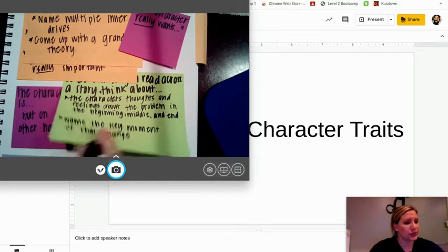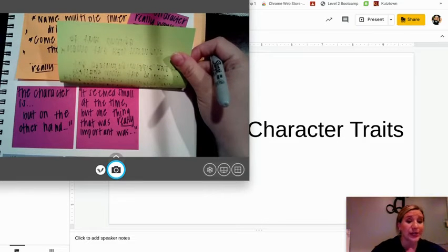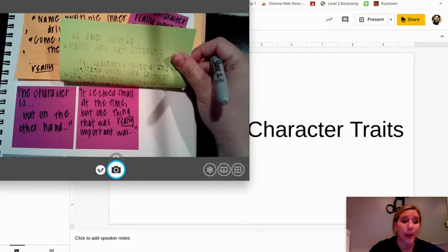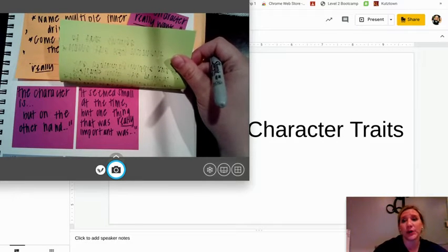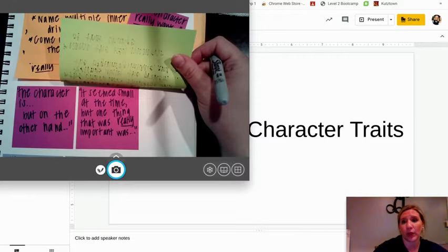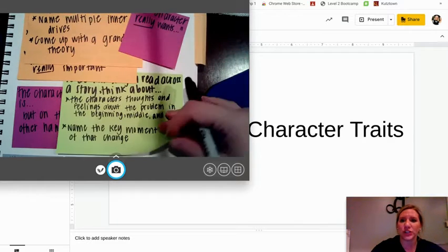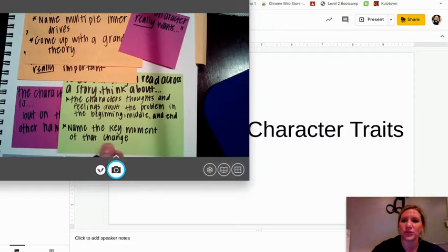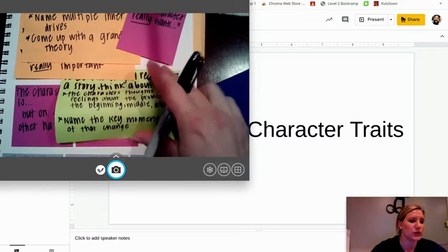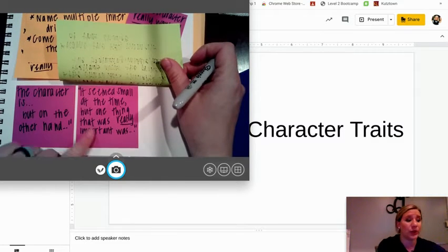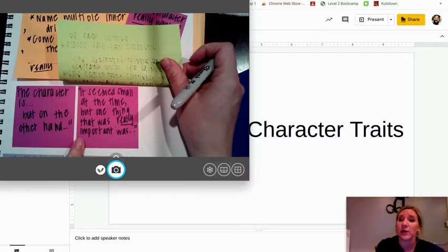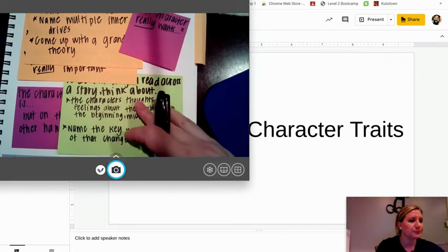So some other sentence starters you can use. The character is blah, blah, blah, but on the other hand is also blah, blah, blah. Okay. It seemed like a small thing at the time, but one thing that was really important was. So that could be your moment of change. We talked about that key moment of change right here. So it seemed small at the time, but one thing that was really important was this. So that could be your small moment.